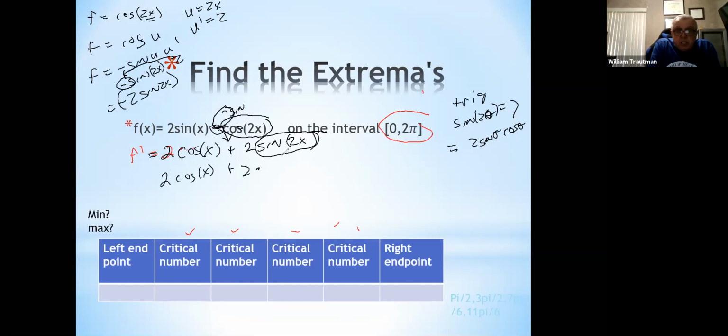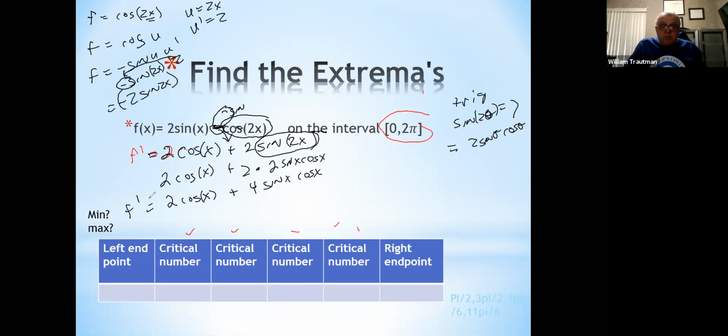This is 2 times 2, and sine of 2x is 2 sine x cosine x. So this becomes 2 cosine x plus 4 sine x cosine x. Now, the reason, why did I do that? Can anybody tell me why I did that? Why did I use that trig function?